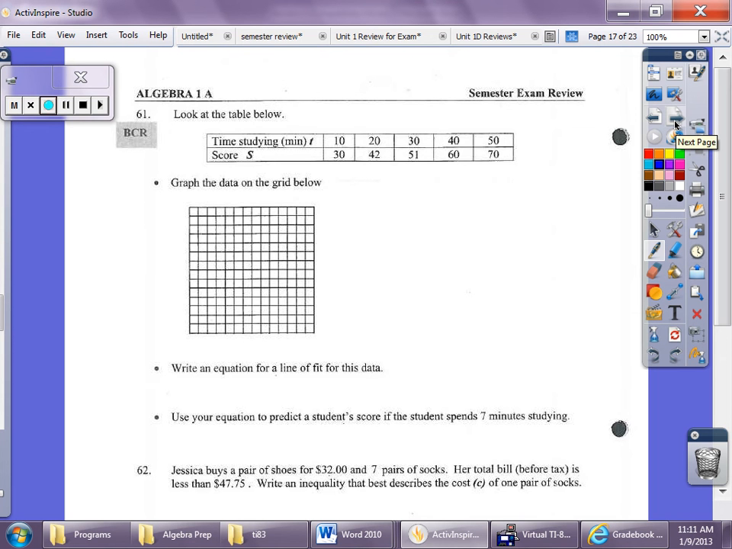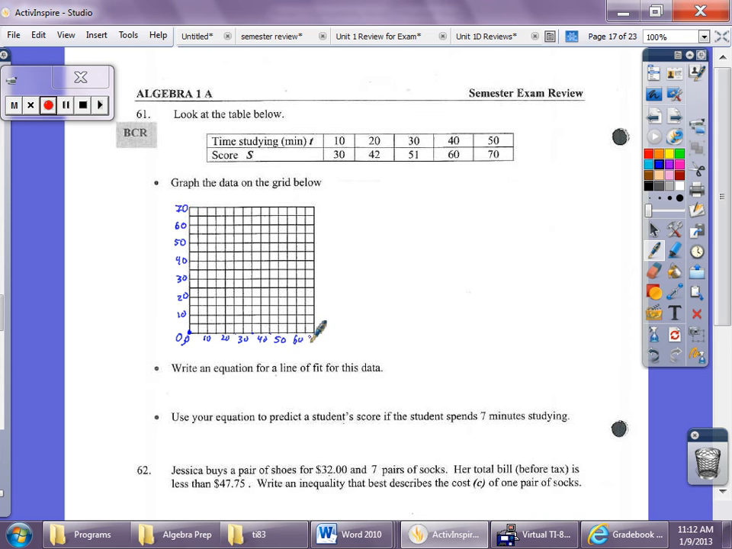We go on to 61, look at the table. It says graph the data on the grid provided. Now it's going up by 10, 20, 30, 40, 50. If we start here and say this is 0, 0, we might want to count by 5: 5, 10, 15, 20, 25, 30, 35, 40, 45, 50. And then count by 5s on the other side: 10, 20, 30, 40, 50, 60, 70.